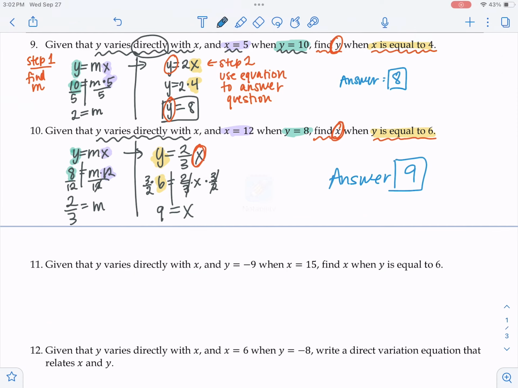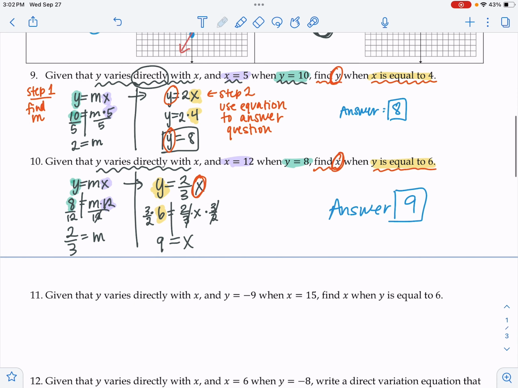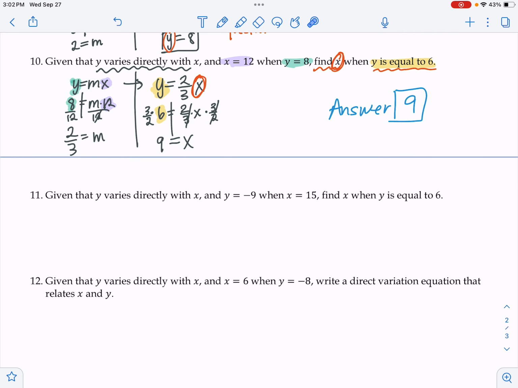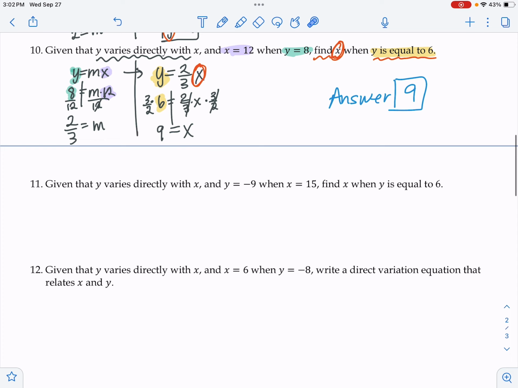So just be careful. In the first example, we were finding y. We found y by plugging in the x. This time we're finding x, so we found x. Okay, one more like that. So given that y varies directly with x, I know my equation is y equals mx.